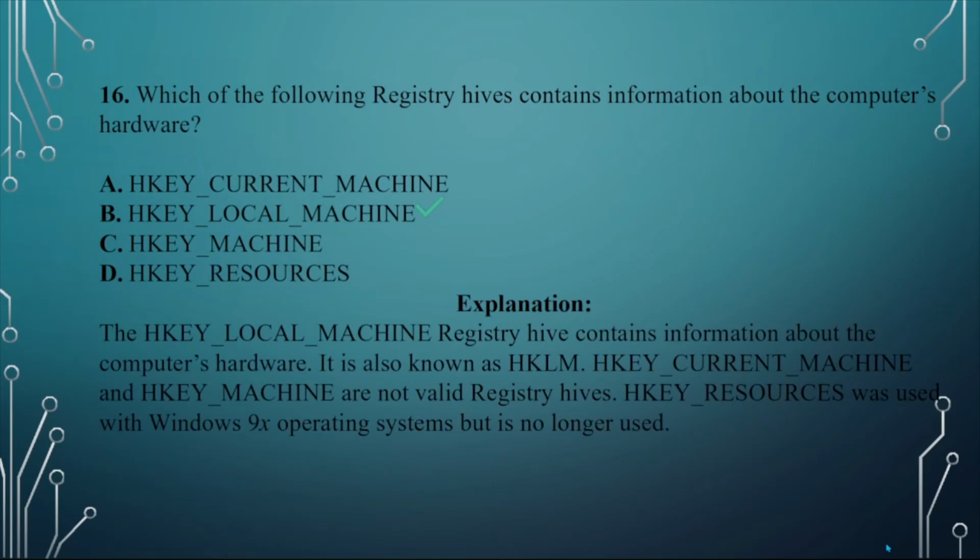The answer here is B. HKey local machine. So this registry hive contains information about the computer's hardware. Now the HKey current machine and HKey machine are not valid registry hives. HKey resources was used with Windows 9X operating system, but is no longer used.